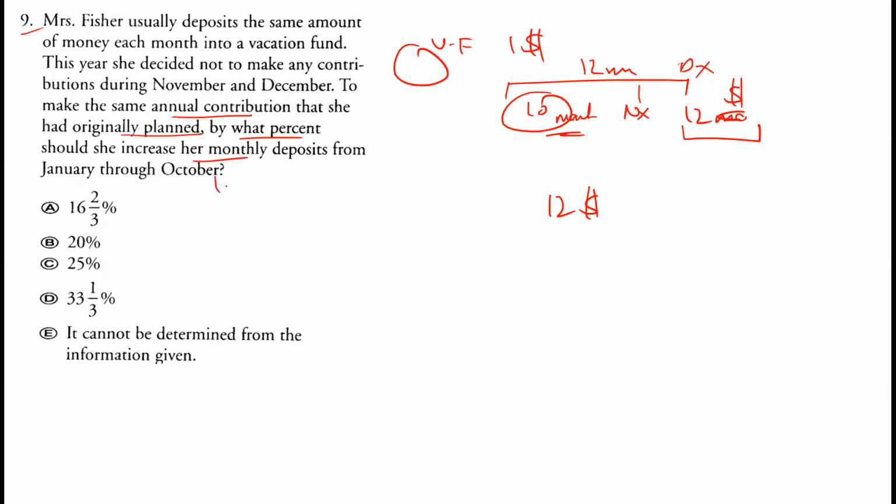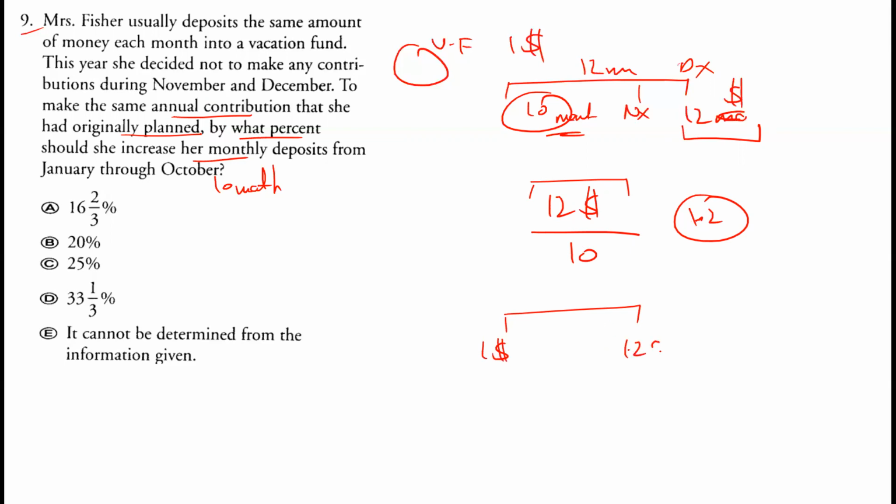So there are 10 months left, because in 2 months we are not paying anything. So we need to generate $12 in 10 months. Each month we need to deposit 1.2 so that we will get the same $12 at the end. The original amount that we were depositing was $1. Now we need to deposit $1.2. So how much increase is there? There's an increase of 20%. So the correct option is B.